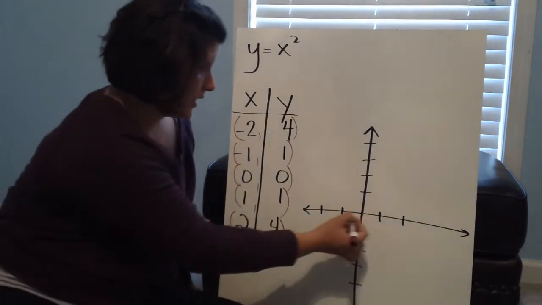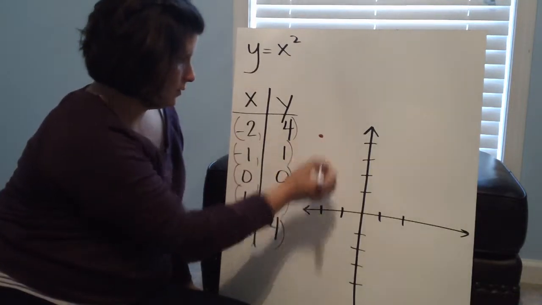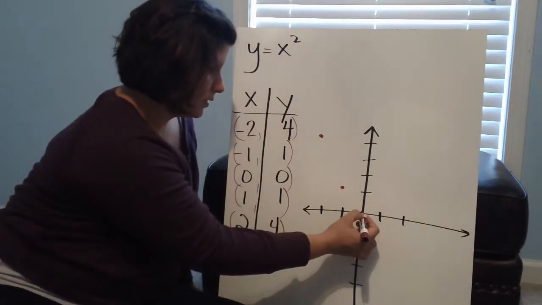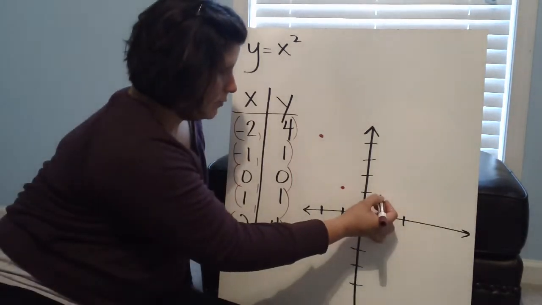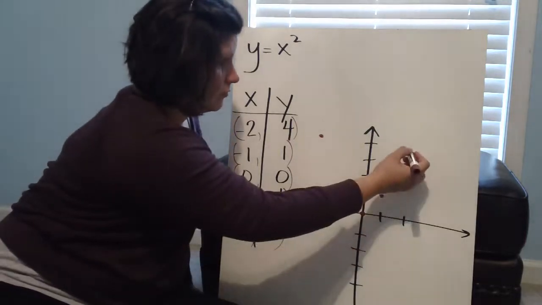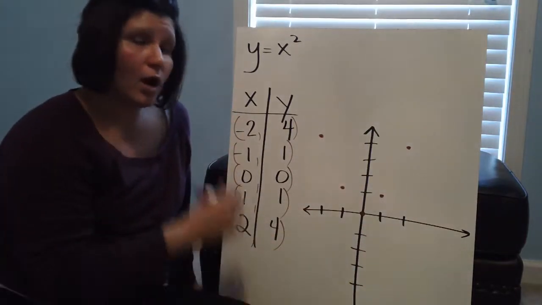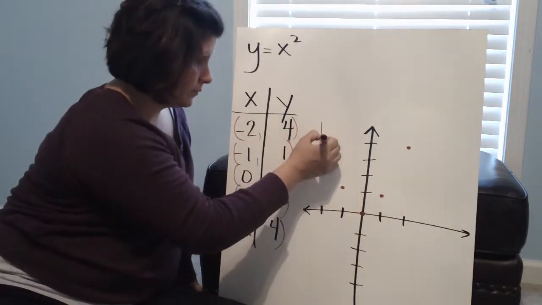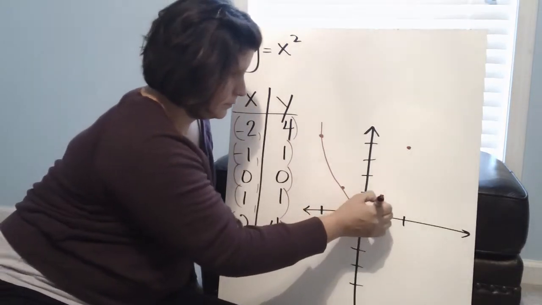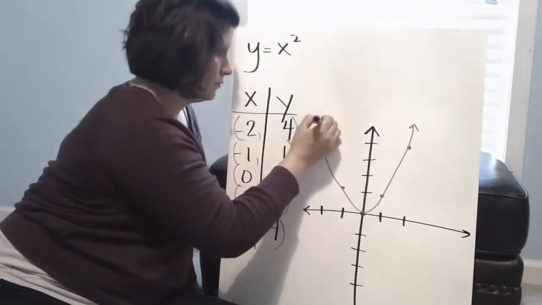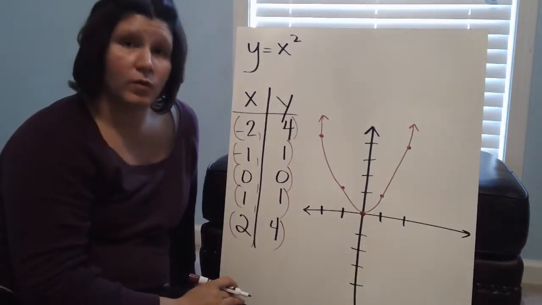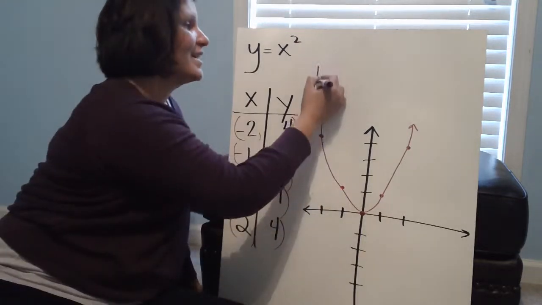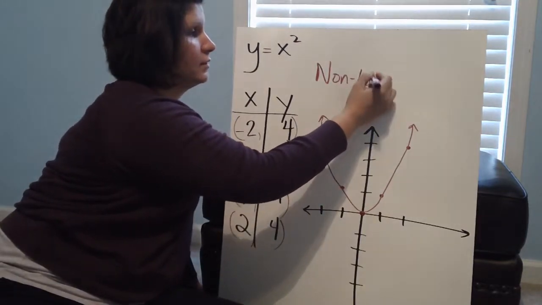We have -2, 4, -1, 1, 0, 0, 1, 1, and 2, 4. As you can tell, our points do not form a line this time, but let's go ahead and draw our graph. When they do not form a line, they form a curve. We would describe this graph as a non-linear function.